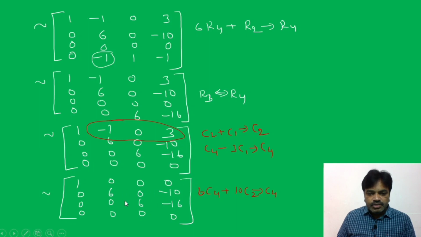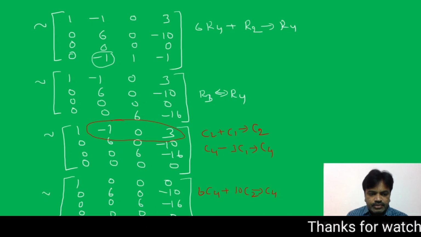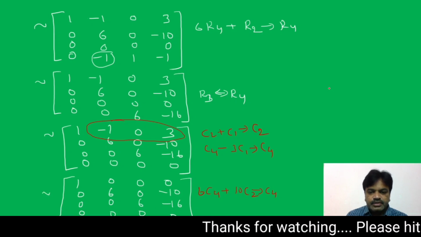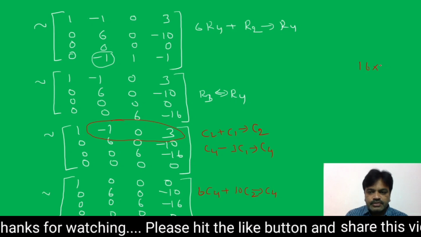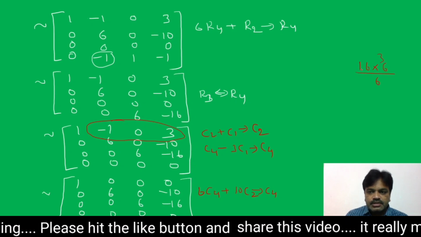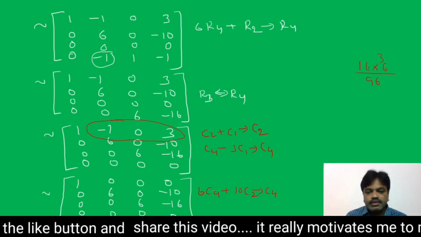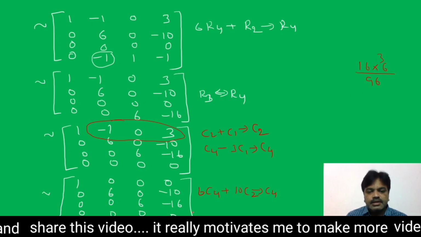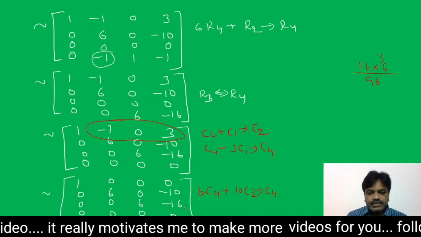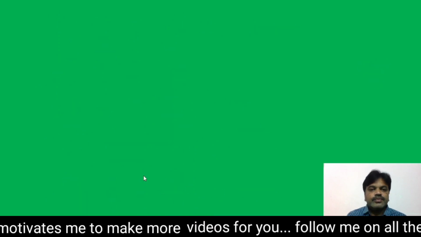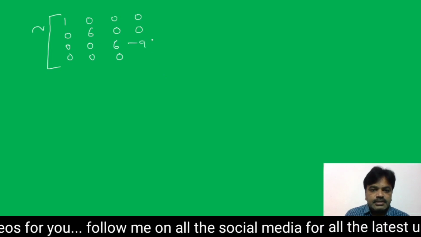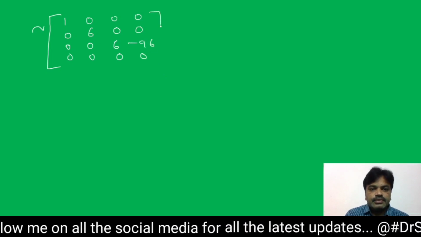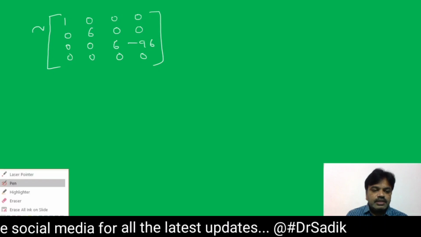Okay, this term is 0. 6C4 means here 16 into 6, that means 96. Minus 96. This term is minus 96 and the last term is 0. So minus 96, 0. Now I want to make this element 0.